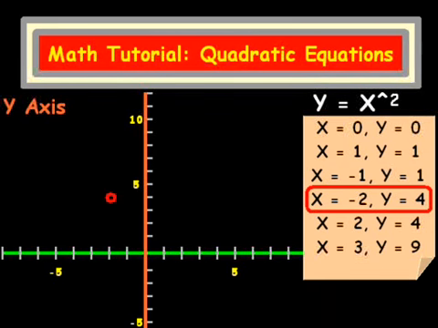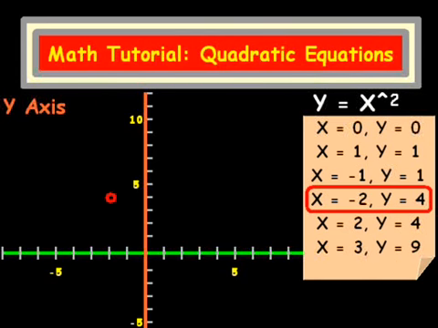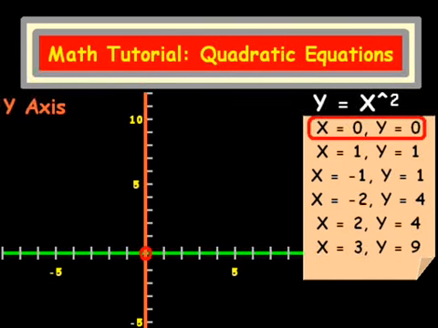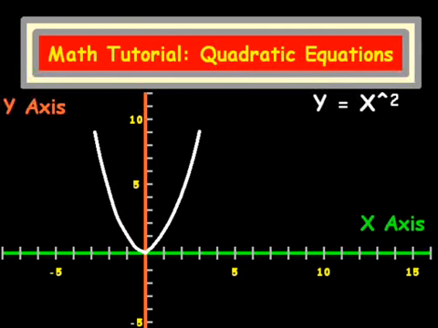If x is negative 2, y is going to equal 4, and that's because negative 2 times negative 2 is 4. Now, if x is 2, 2 times 2 is 4, so y is 4. And if x is 3, well, 3 times 3 is 9, or 3 squared is 9. And if you look at all these points we have here, and put them all together, we have a graph like this.